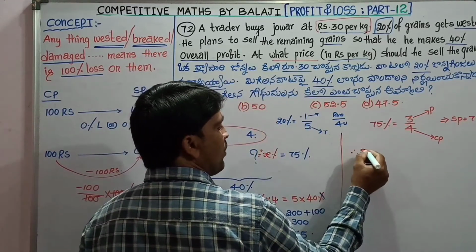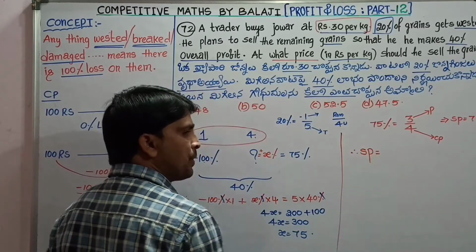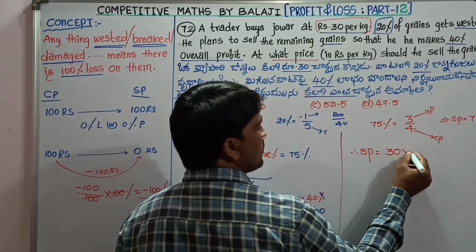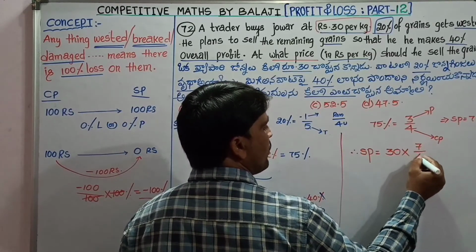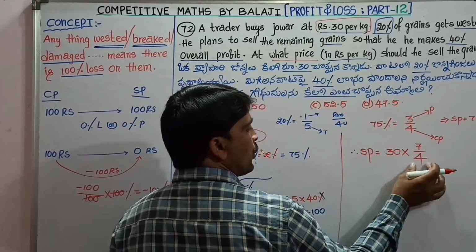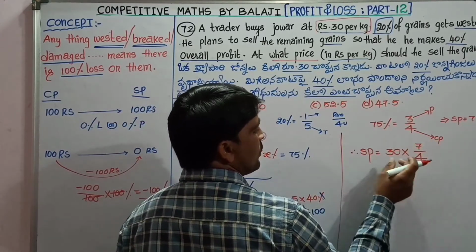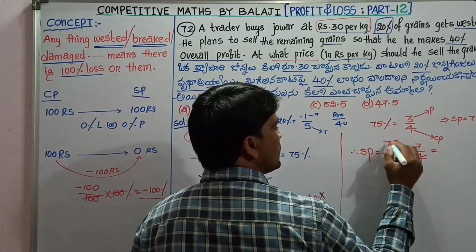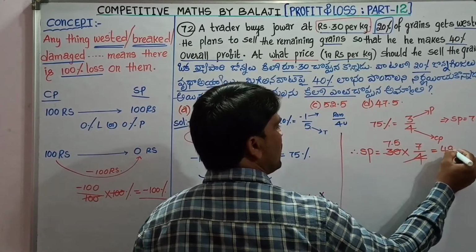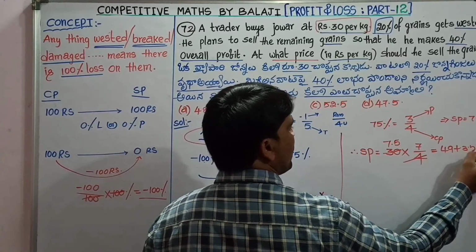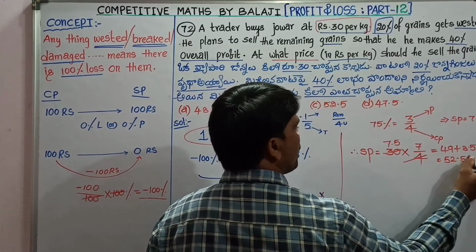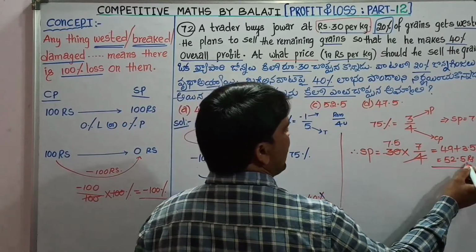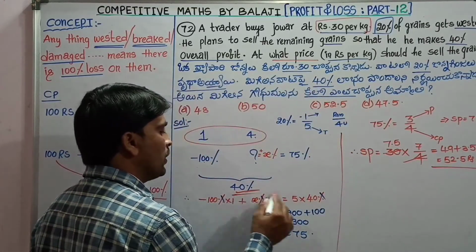So the SP of the remaining grains is, initial cost price being 30 rupees, 30 times 7 by 4. 4 units value is 30, then we have to find 7 units value. That is 30 into 7 by 4. 4 sevens are 28, 30 minus... 7 sevens are 49, plus 7 fives are 3.5. That is 52.5 rupees per kg. So we have to sell the remaining grains at 52.5 rupees per kg to get overall 40% profit.